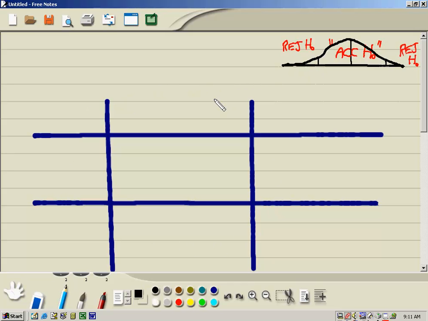Alright, we have this table here, a 2x2 table. Across the top we will talk about what happens in reality. Now, we don't know what the reality or truth is, but we know that there are two possibilities. Either the null hypothesis, again, whatever it happens to be, is true, or the null hypothesis is false. It's one of those two, right?